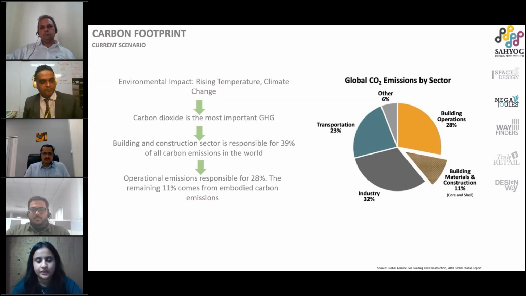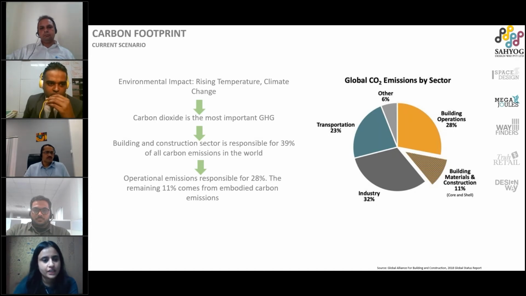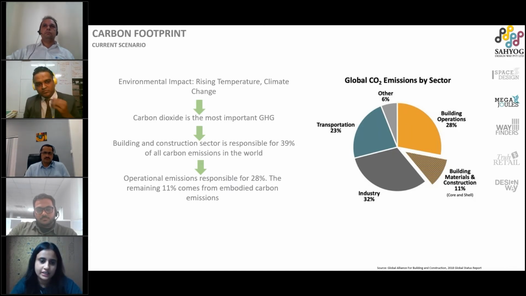Then coming to carbon footprint. Here I would like to start with why we need to study the carbon footprint. As we are all aware of the environmental impact we are facing nowadays, like rising temperature and climate change, carbon dioxide is the most important greenhouse gas. The building and construction sector is responsible for 39% of all carbon emissions in the world. Of that, operational carbon emission is responsible for 28%, and the remaining 11% comes from embodied carbon.